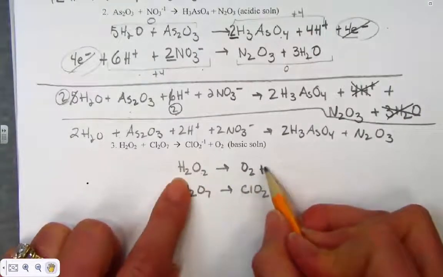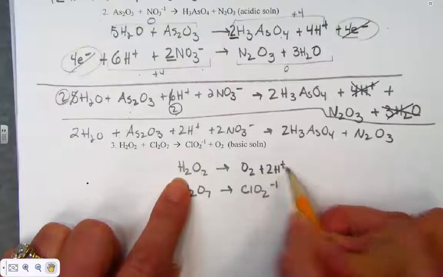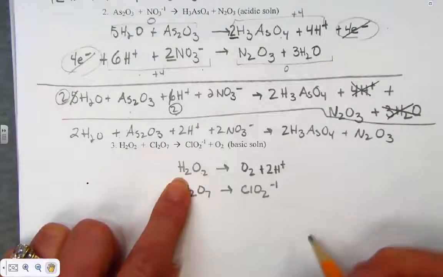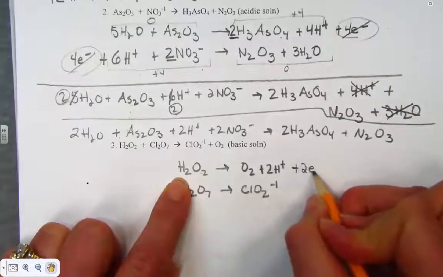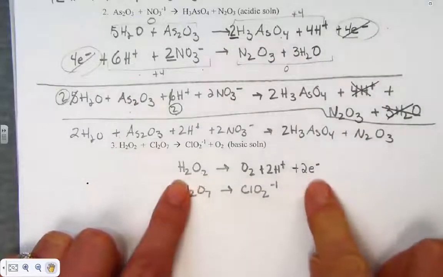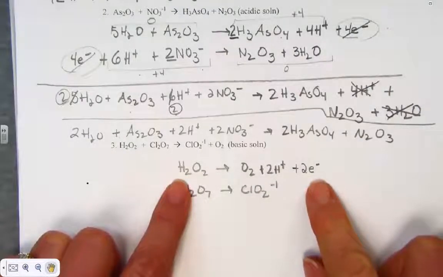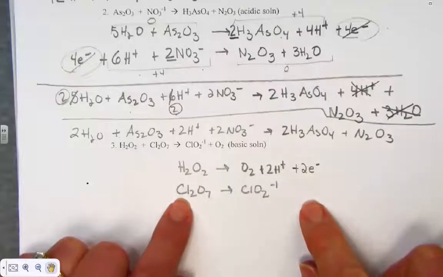The O's are balanced, so I'll add 2 positive protons to get the H's. And while I'm here, I'll add the 2 negative electrons to make it electrically balanced. So he's set. Let's go here.